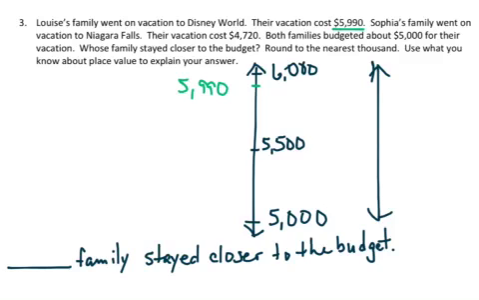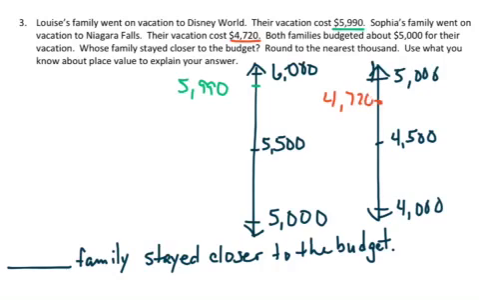So now let's look at Sophia's family. So Sophia's family, the vacation cost was $4,720. So that's between 4,000 and 5,000, with the midpoint of 4,500, and 4,720 would be maybe right around here. So $4,720. And that one would round up to $5,000. So which one is closer to $5,000? And the answer would be Sophia's family. So I'm going to write that in our target sentence here. So the answer would read, Sophia's family stayed closer to the budget.